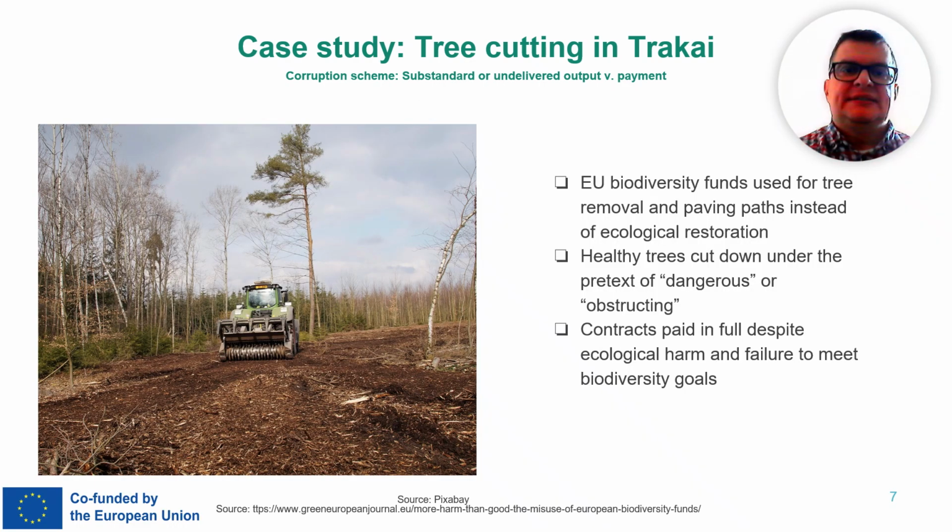Here we can see the classic corruption scheme of substandard or undelivered output versus payment. Funds were allocated to protect biodiversity, but instead they financed tree removal, herbicide spraying and paving. Citizens ended up paying for projects that not only failed to deliver ecological benefits, but actively harmed the environment.